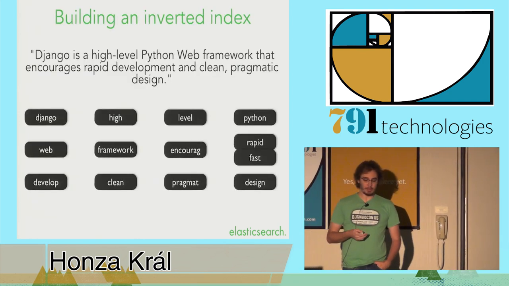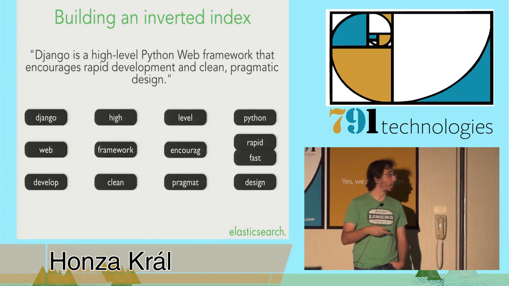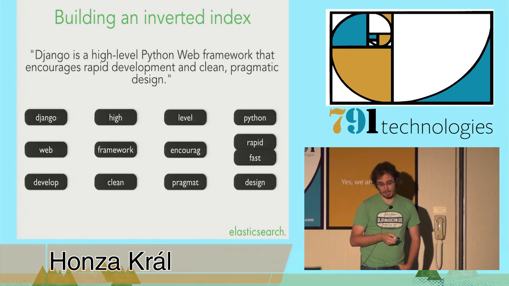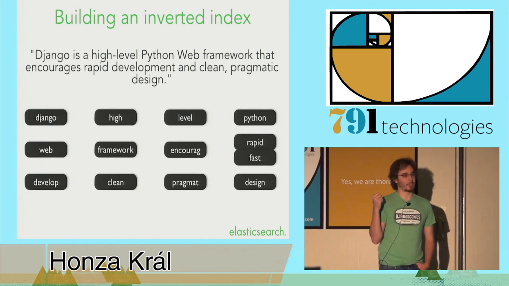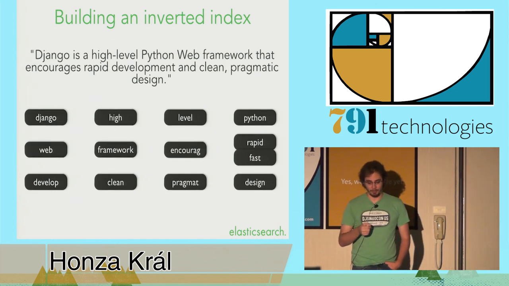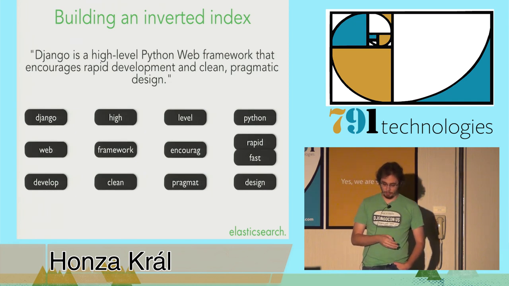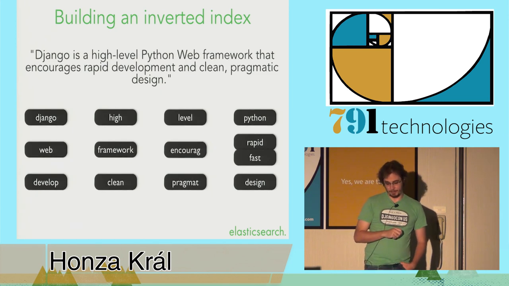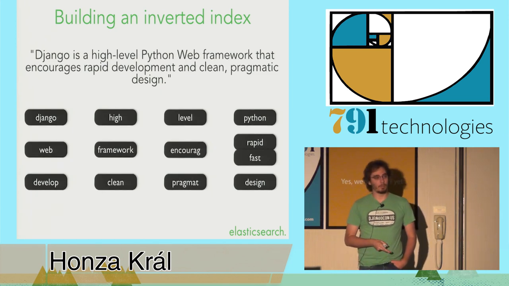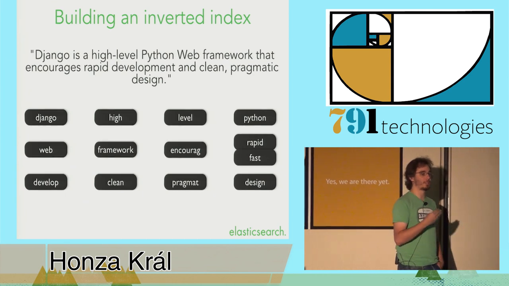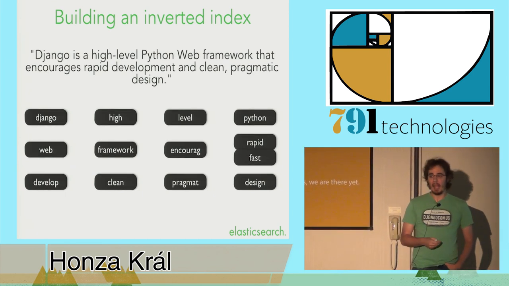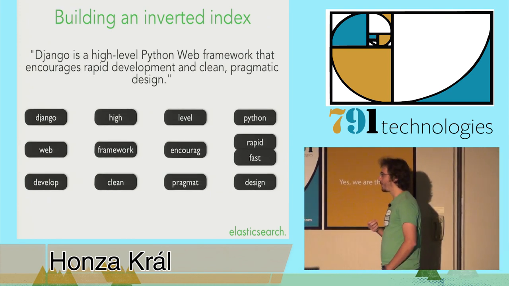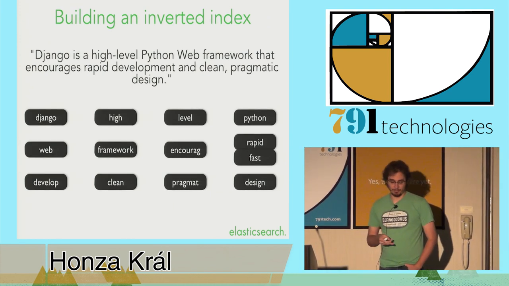So let's assume that we have a phrase, a sentence, or let's call it a document for our use case. And this is surely a sentence that you've never heard of before. Django is a high-level Python web framework that encourages rapid development and clean, pragmatic design. So this is the document. This is the raw text that we have on the input. And now we need to split it into words. So how do we do this?